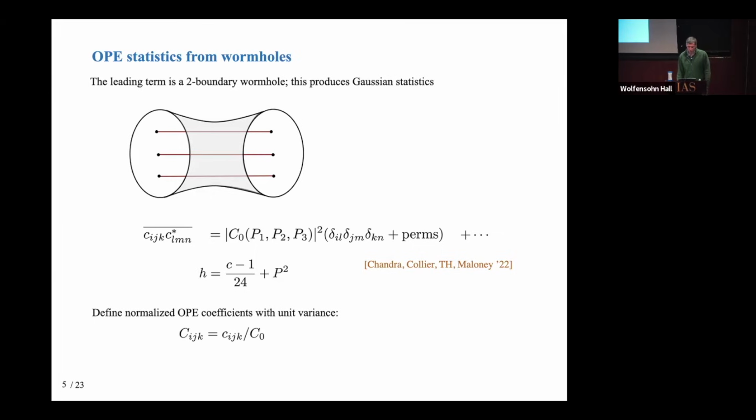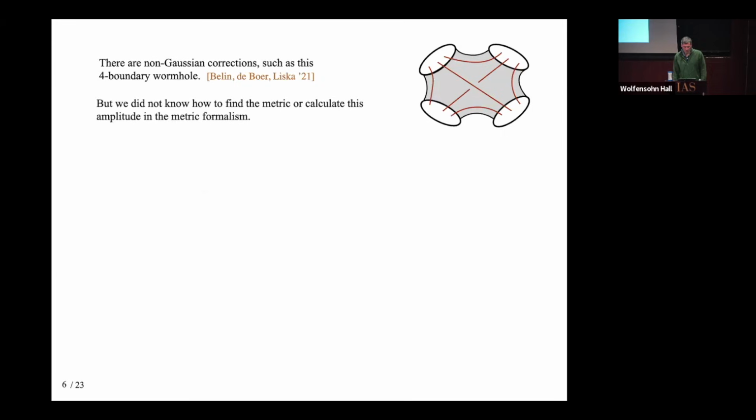and those correspond to particles that are below the black hole threshold. It's convenient to define normalized OPE coefficients with unit variance. So the little c's are the ordinary OPE coefficients. The big C's are the OPE coefficients with these factors of C0 divided out. Now that's just the leading Gaussian term.